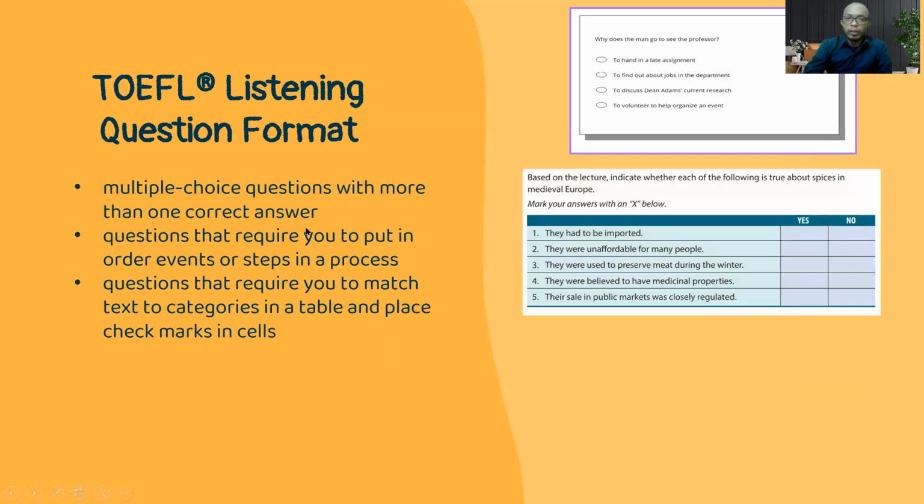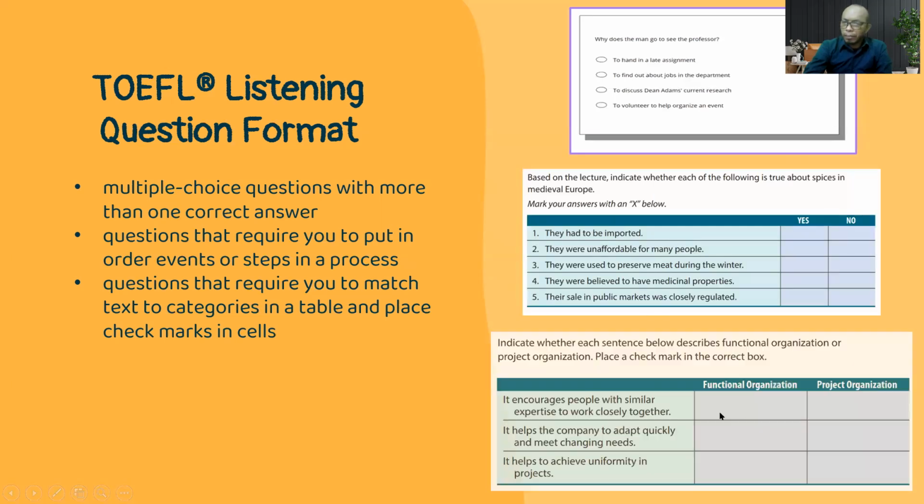As I mentioned before, you will get maybe two types of questions that are different from the general multiple choice here. So this is an example. You have to put in the order of events, or you have to categorize things, checking a table or a chart based on the information you hear from the listening.